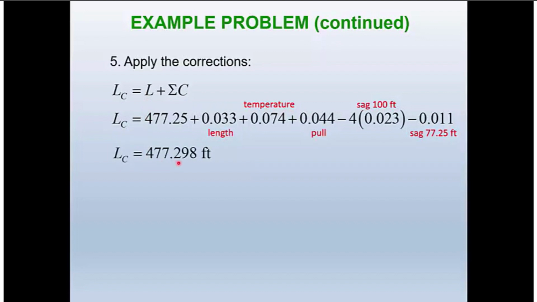Corrected length turns out to be 477.298. We're going to round that to the nearest hundredth of a foot because the original measurement was to the nearest hundredth of a foot. These other digits through the calculation were just carried to protect rounding, is the only reason we did that. So the answer will be 477.30 feet.